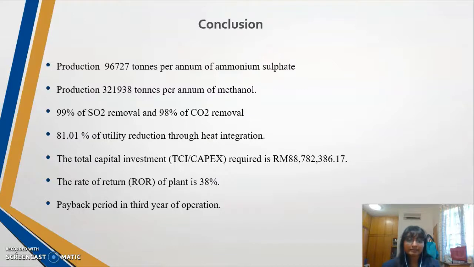The total capital investment that is required for this plant is 88,782,386.17. The rate of return of the plant is 38%, which is higher than the minimum rate of return. Lastly, the payback period will occur in the 3rd year of the plant operation.